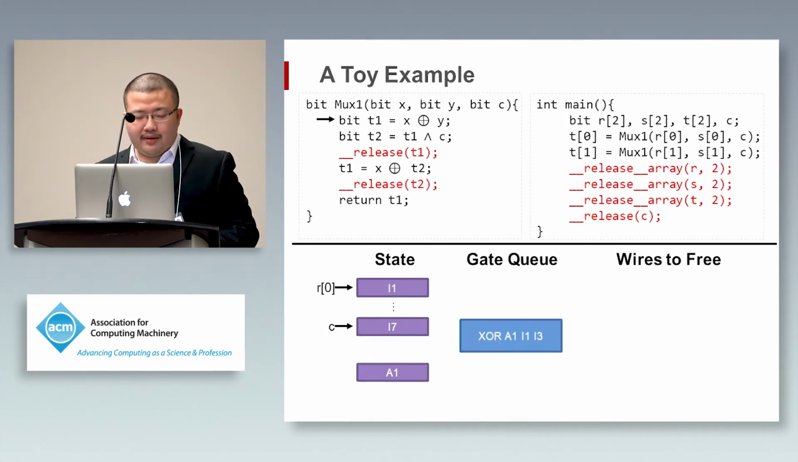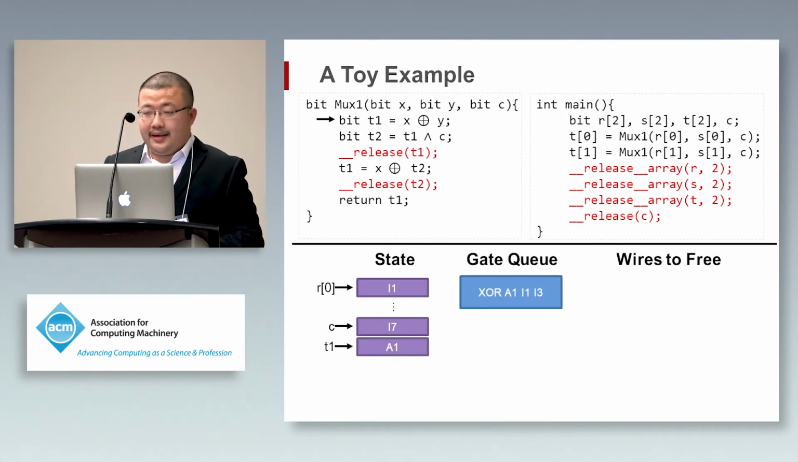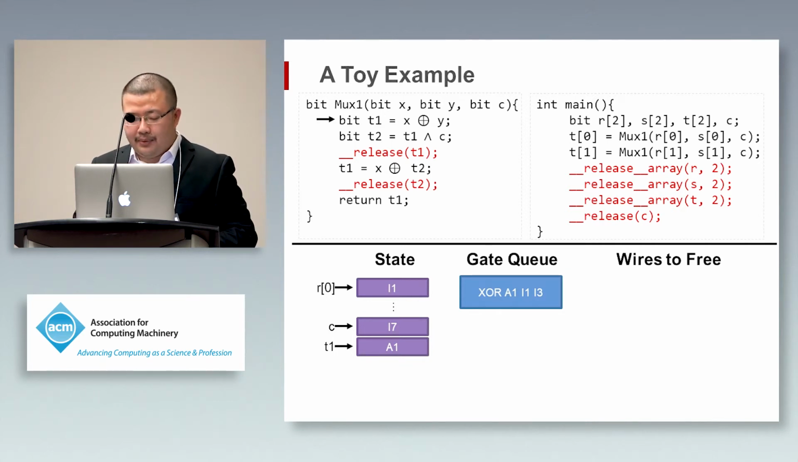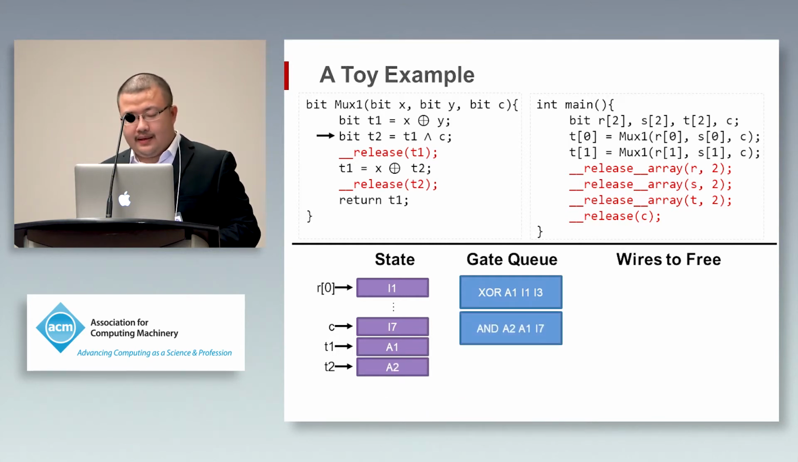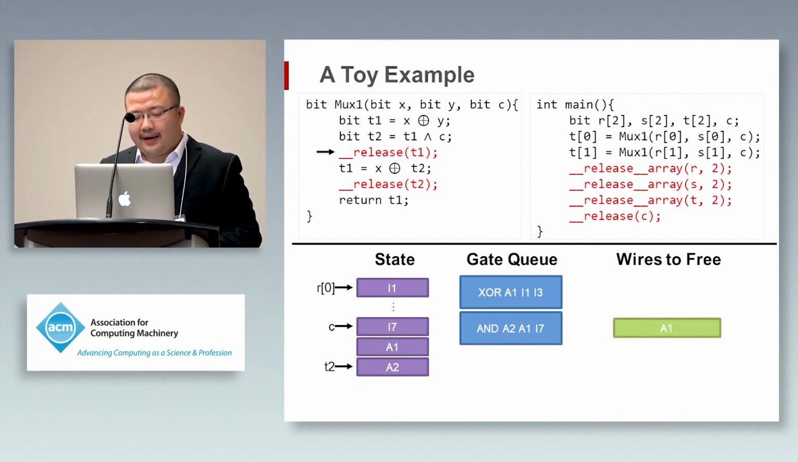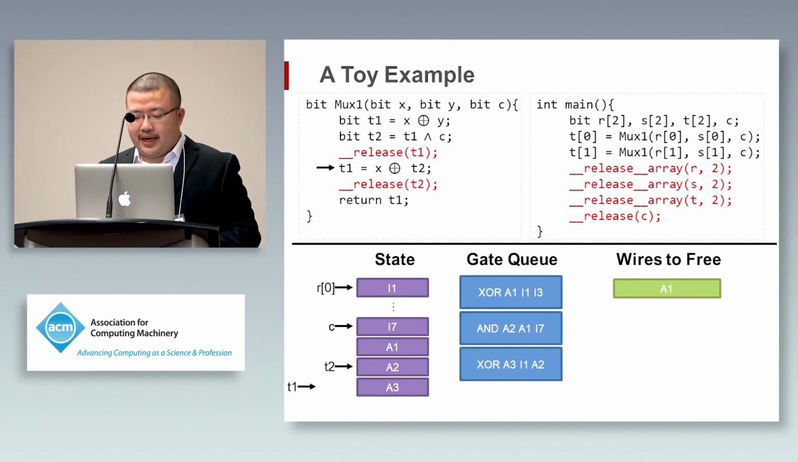Then we zoom into the first max function. Instead of immediately executing the gate, all the gates we encountered are pushed into the gate queue. First is this XOR gate, followed by the AND gate. Then we encounter the release instrument. The pointer is discarded immediately, but nothing happens to the wire for now. We only mark it as destructible. Then we continue to push gates into the queue.